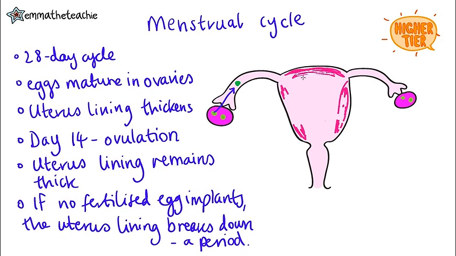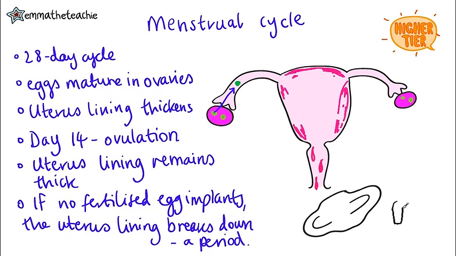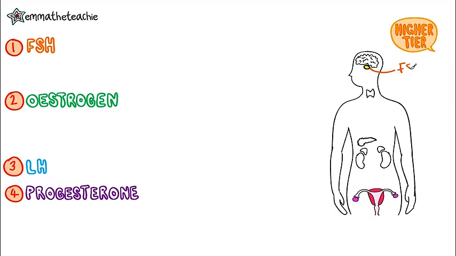When this happens, blood will come out through the vagina, and a girl will need to use some sanitary products to capture it. She can use pads, tampons, or menstrual cups. Now let's look at the 4 hormones that control the menstrual cycle.